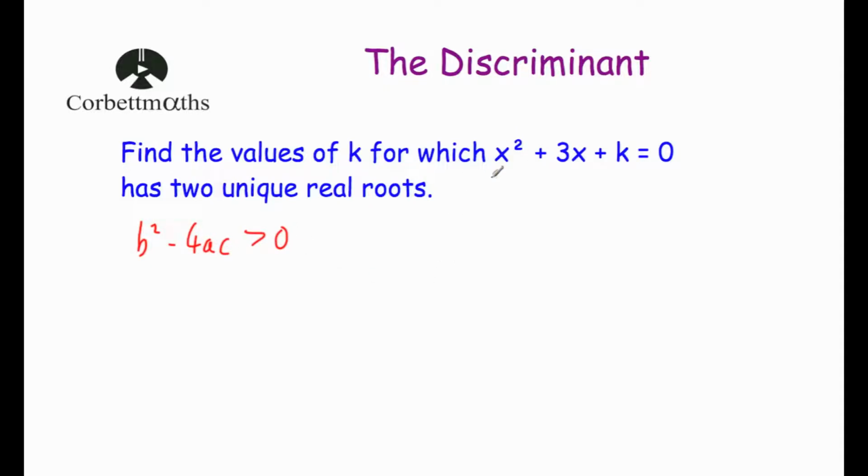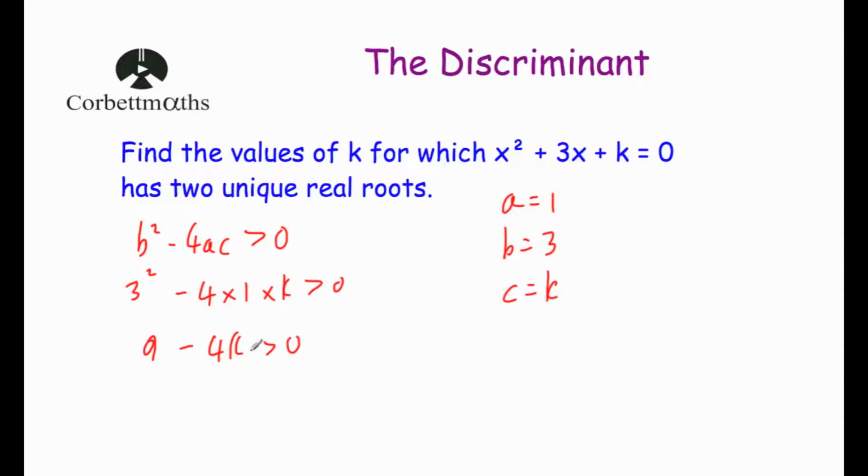So let's have a look at our quadratic equation. a is equal to 1, b is equal to 3, and c is equal to k. So if we substitute those into the discriminant, we're going to get b squared, well, that's 3 squared, minus 4 times a, which is times by 1, and then times by c, which is k, and that's going to be bigger than 0. So we get 3 squared is 9, subtract 4 times 1 times k would be 4k, and that's bigger than 0.